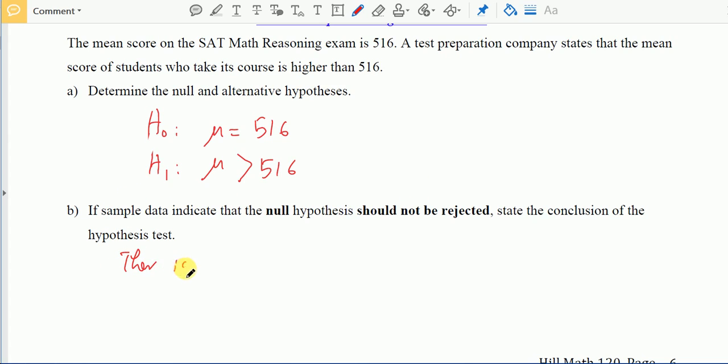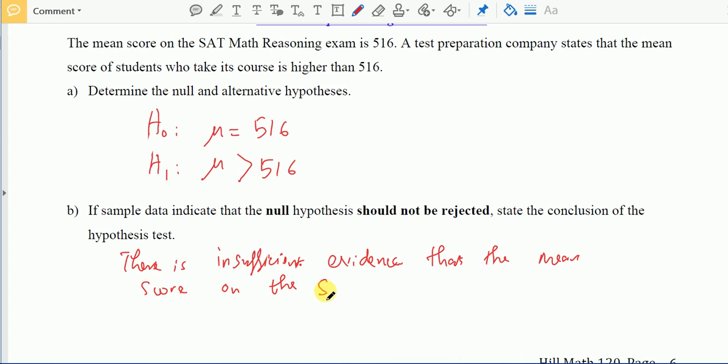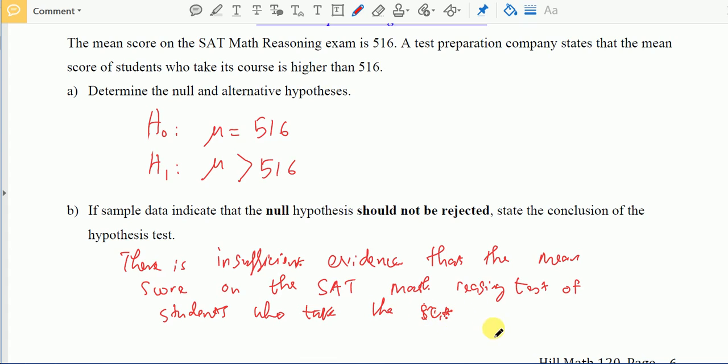So there is insufficient evidence that the mean score on the SAT math reasoning test of students who take the test preparation course is greater than 516.